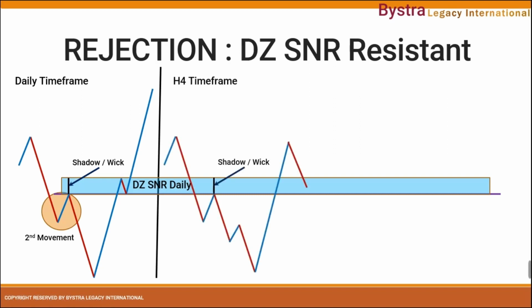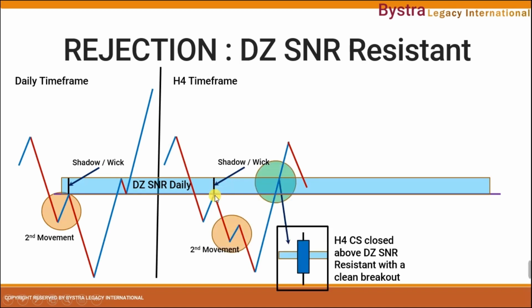If we move to the H4 time frame, same as well, with the danger zone of the daily already marked, we only need to find the second movement. Okay, good. We have the second movement on the H4 time frame. Next, what should we do?